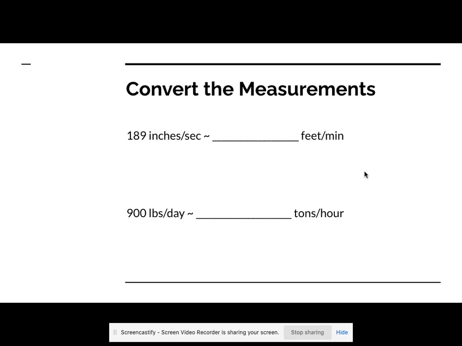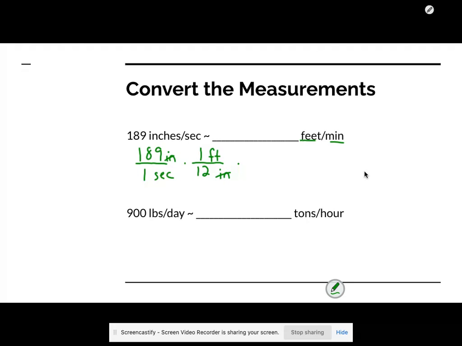Next, you might be given something like 189 inches per second, and we want to figure out about how many feet per minute that is. So I can actually figure this out by using the units that I'm given. So this is inches in 1 second, and I need to find feet per minute. Well, we can multiply. Let's try to work with the top first. I need inches down here to cancel those out, and I need feet on top. Well, I know 1 foot is 12 inches, so I cancel out the inches.